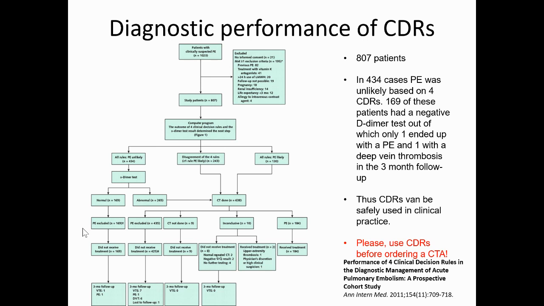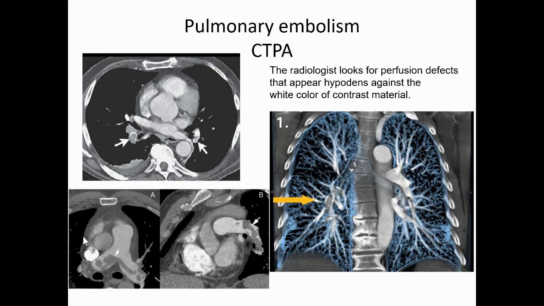Of course, medicine is not perfect, and there are losses that we have to live with. But I think that 1 venous thrombosis and 1 pulmonary embolism out of 169 patients is quite acceptable. So if you become ER doctors, please remember clinical decision rules before ordering a CTA.